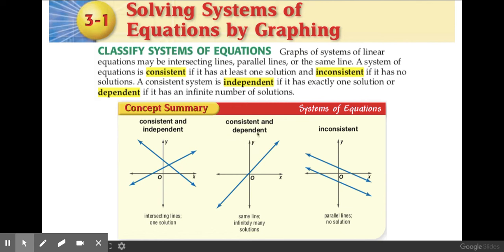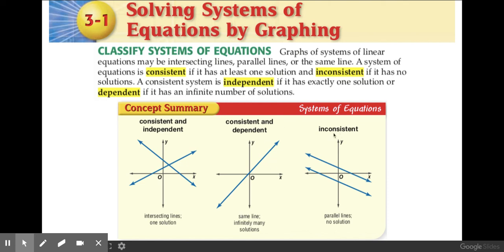So this would be known as consistent and dependent. Again, this occurs when your two equations make the exact same line, which would give you infinitely many solutions, because every point on one line would work in one equation and works for the other equation as well. So again, these are your two consistent systems: independent if you only have one solution, dependent if you have infinitely many solutions because they're the exact same line.